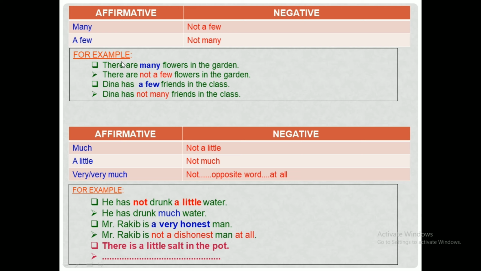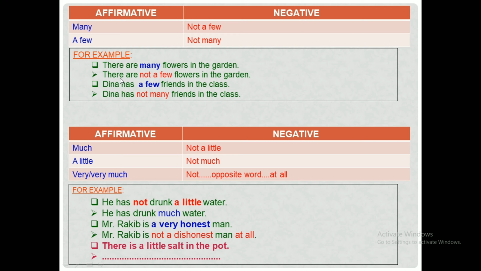Let's see the first example. There are many flowers in the garden. The word flower is a countable noun, that's why the word many has been set before flowers. For this, we can easily use not a few to make it into negative. As a result, our answer will be there are not a few flowers in the garden.